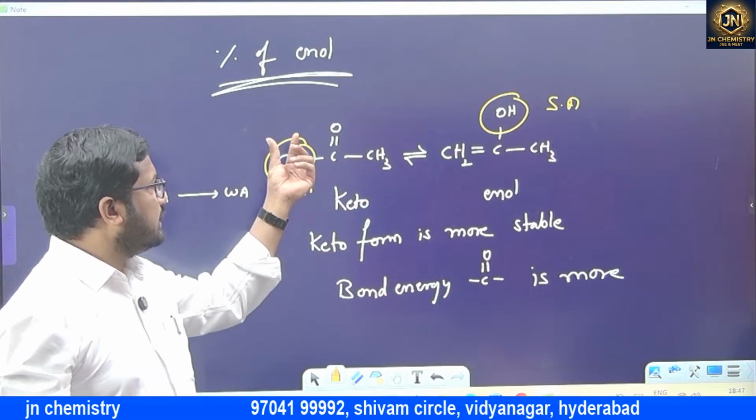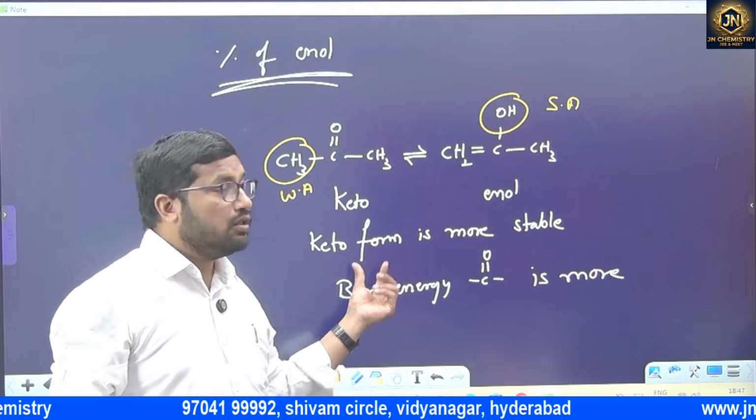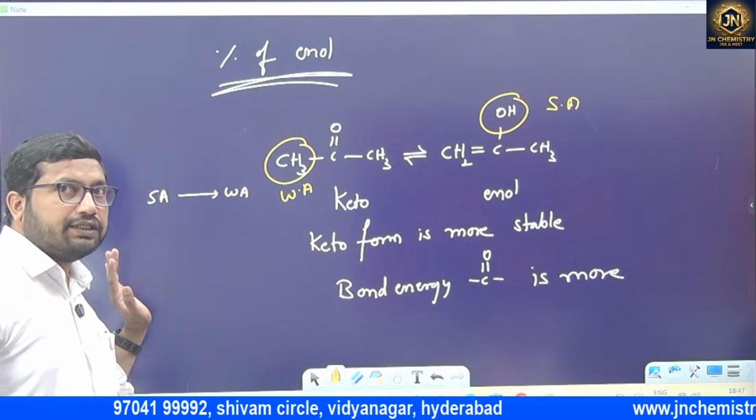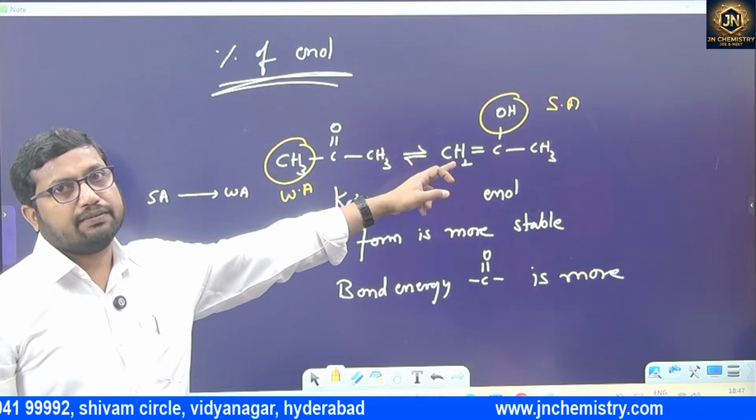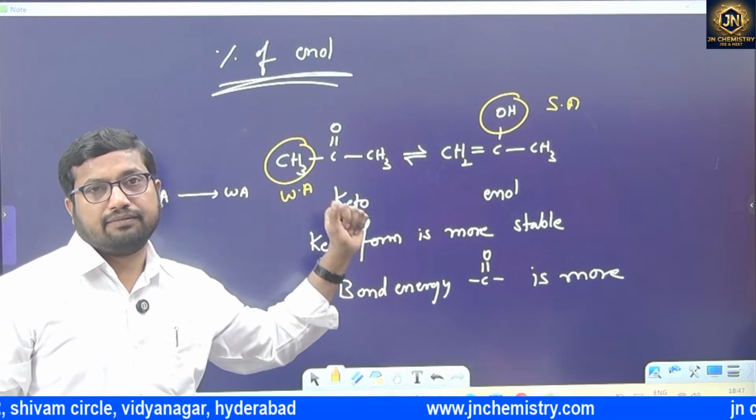Two reasons. One reason is that the C double bond O bond energy is more. Second reason: generally reactions move from strong to weak, but here weak to strong takes place. That is also one of the important reasons. Note it down.